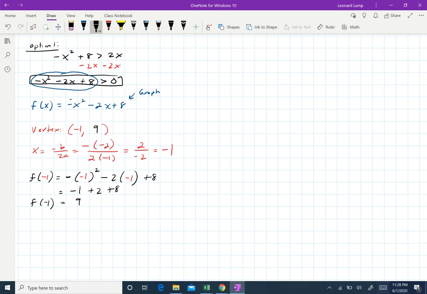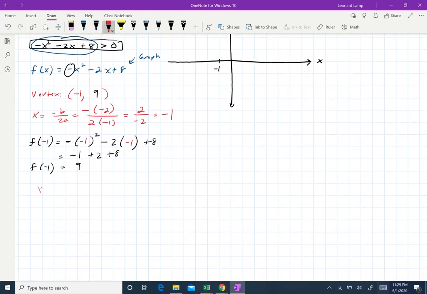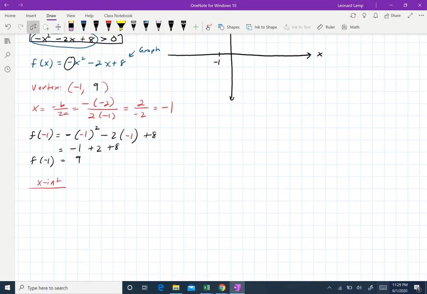Now you already know that this thing should open down because of the leading coefficient being negative in front of that x squared. So just a rough sketch of this. I guess we need a pretty accurate one actually. Here's my x-axis, here's my y-axis, here's negative 1 here, and let's just say 9 is something up here. We know it opens down, that's my vertex. We know it's going to touch the x-axis, so let's find those 2 points. The next thing I want to find is, what are your x-intercepts? x-intercepts again are found by letting f of x be 0.